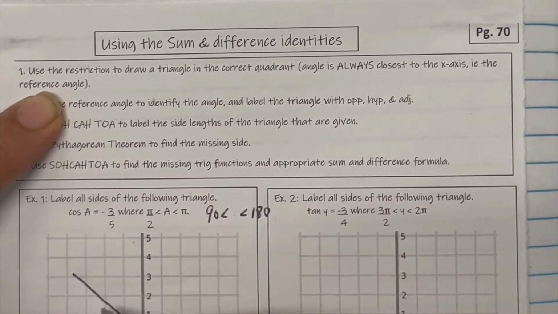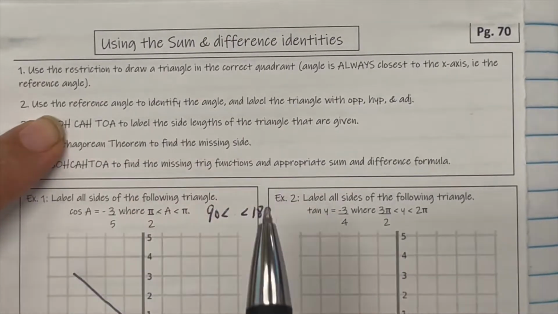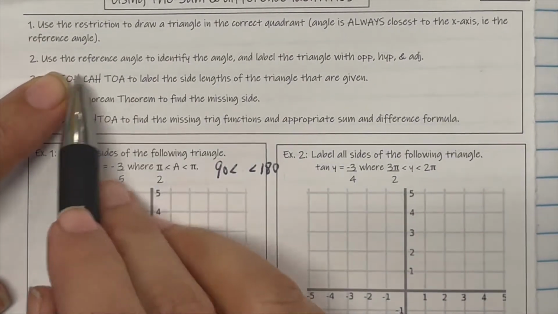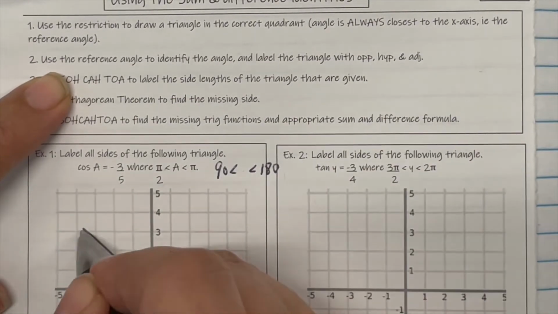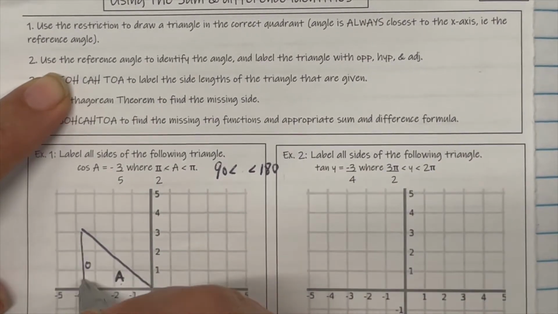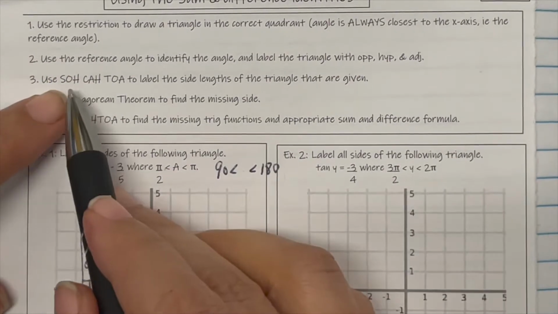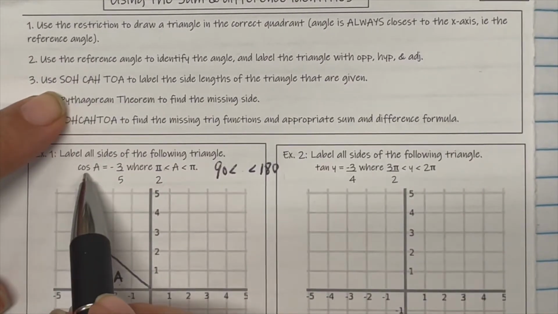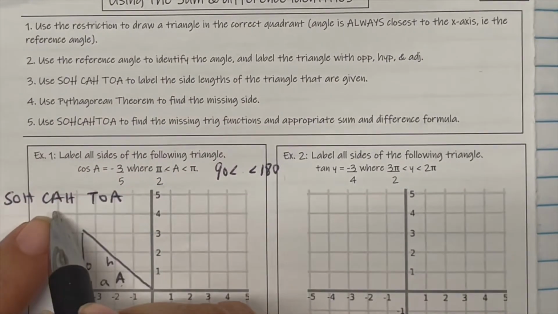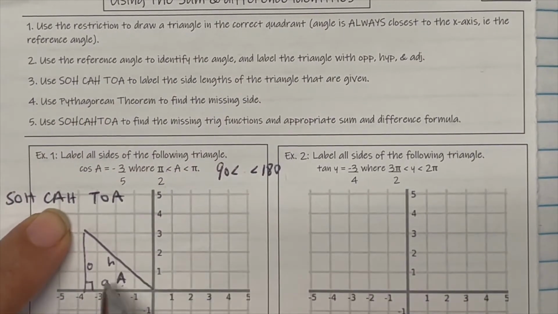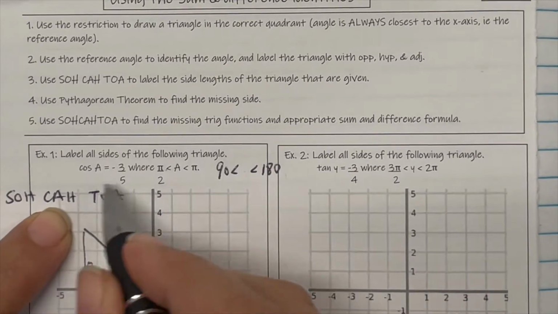Then you use your reference angle. That's going to be the one that's closest to the x-axis. Now label it opposite, hypotenuse, and adjacent. Opposite the angle is O, opposite the 90 is hypotenuse, and the other one is adjacent. Use SOHCAHTOA. Given that you're given cosine, that's A over H. So A is 3, H is 5.